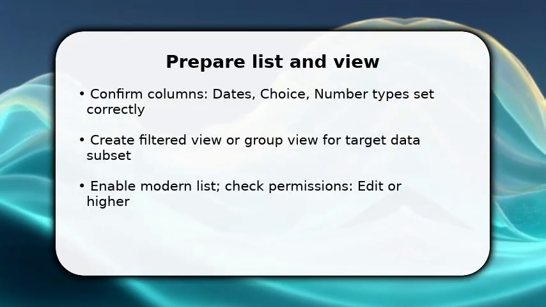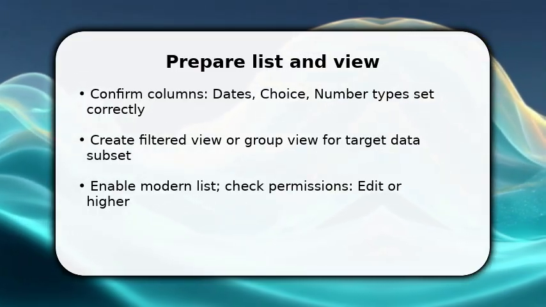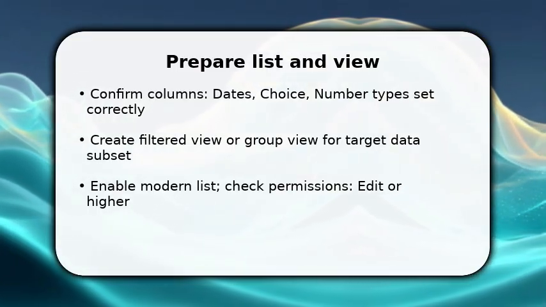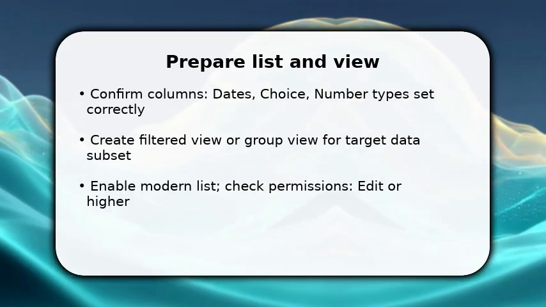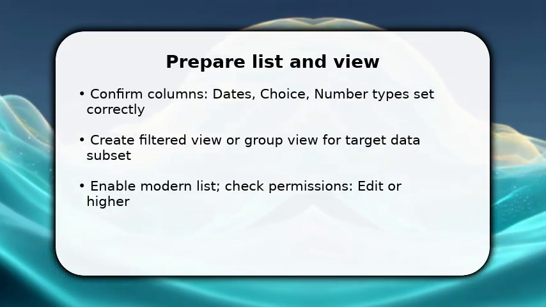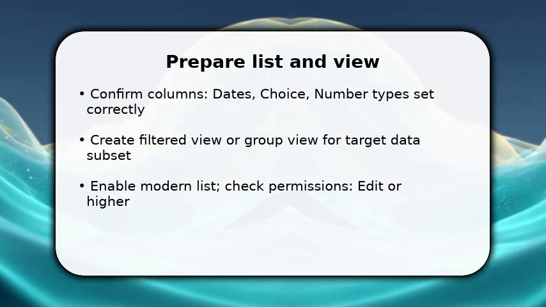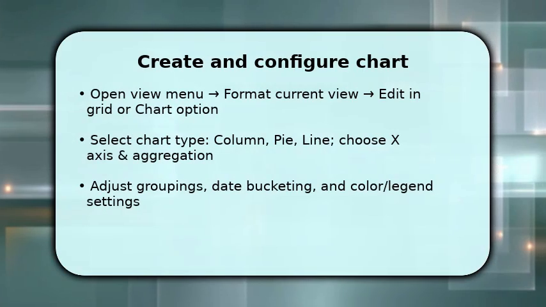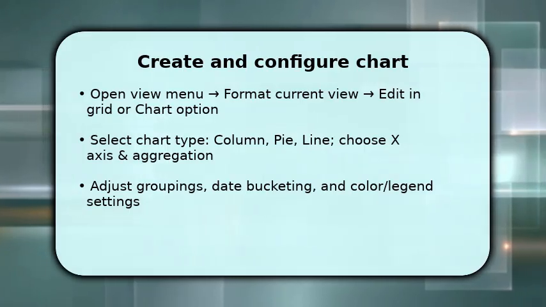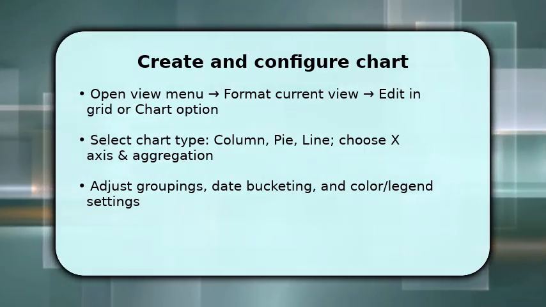Also confirm you have edit permissions. Without them, you cannot add or configure a chart. Now that prerequisites and the initial view are ready, move to chart creation. You add the chart from the View toolbar using the Chart command in Modern Lists. If you don't see it, choose Format View and enable charting.